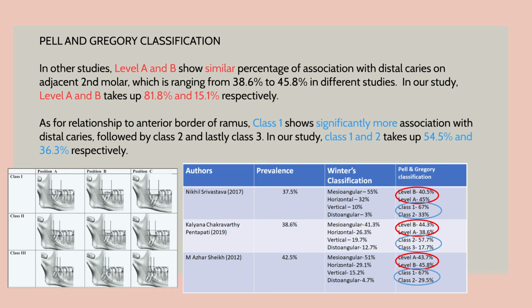As for relationship to the anterior border of the ramus, in other studies, class 1 shows significantly more association with distal caries. And in our study, class 1 and 2 take up 54.5% and 36.3% respectively.